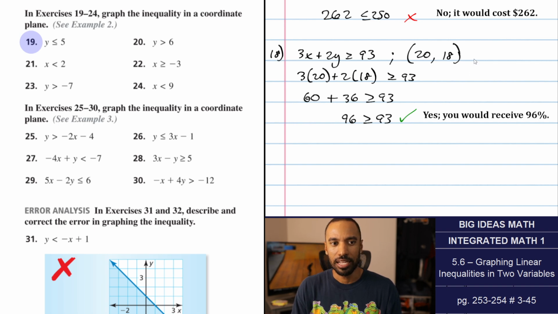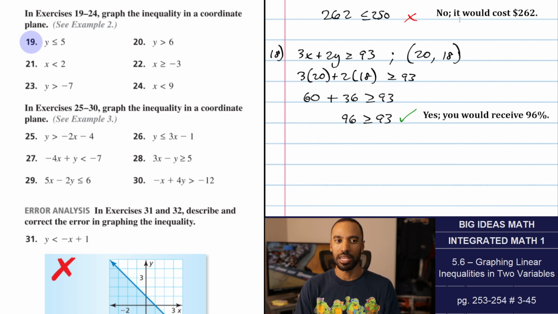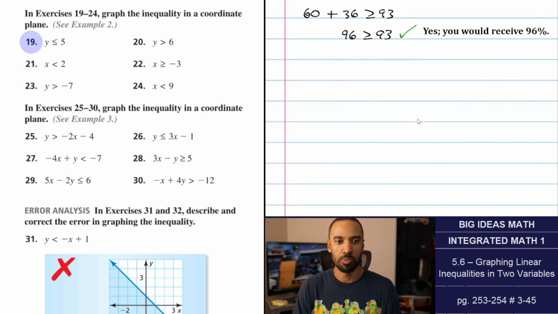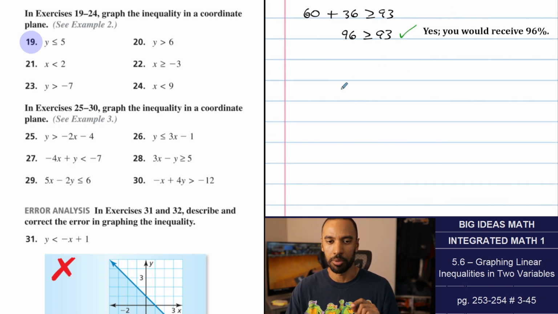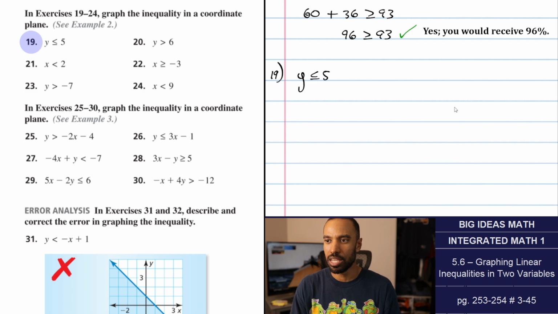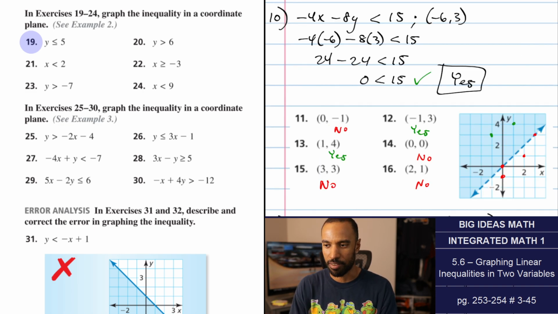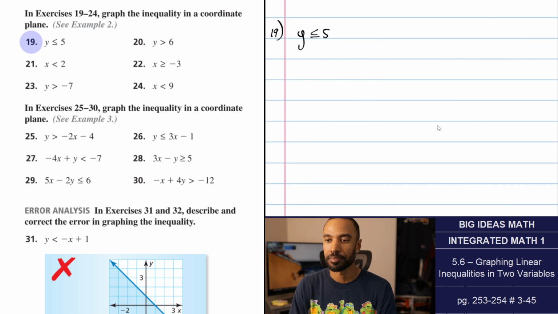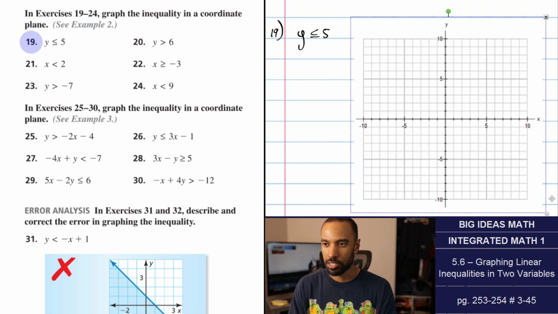Okay, numbers 19 through 24 say graph the inequality in a coordinate plane. Now, these ones very specifically are just one variable, which is interesting because we're still doing them on the same, we're not doing it on a number line, right? Y is less than or equal to 5. So here's the idea of these, and I have to get graph paper, or graph axes. Y is less than or equal to 5.